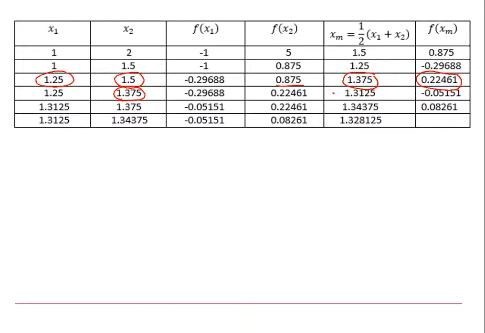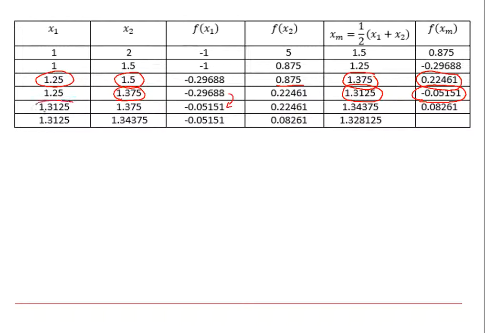and then we find the average of 1.25 and 1.375, so that gives us 1.3125. That gives us another even smaller negative value for the function, so that's going to replace that minus 0.29688, which is going to be replaced by minus 0.05151, and the right hand positive, the x value that gives us a positive value for the function, stays the same.